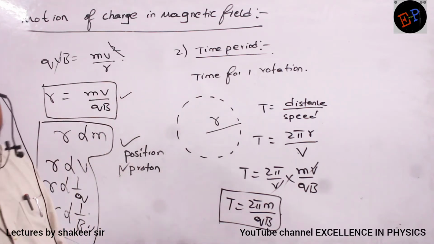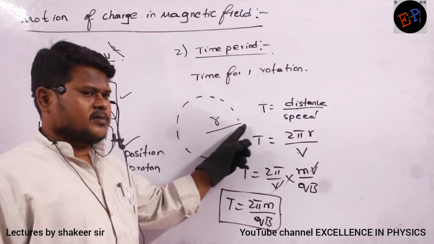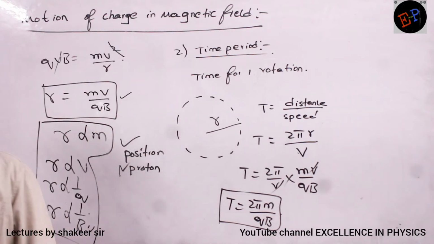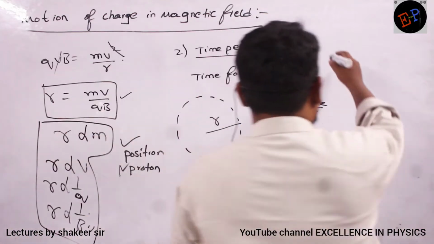Which method we have used? Time is equal to distance divided by speed. Already we know that formula. Okay. Second one, third application.